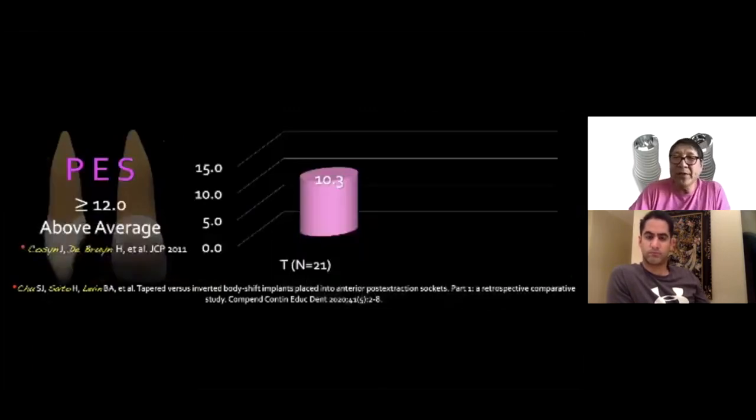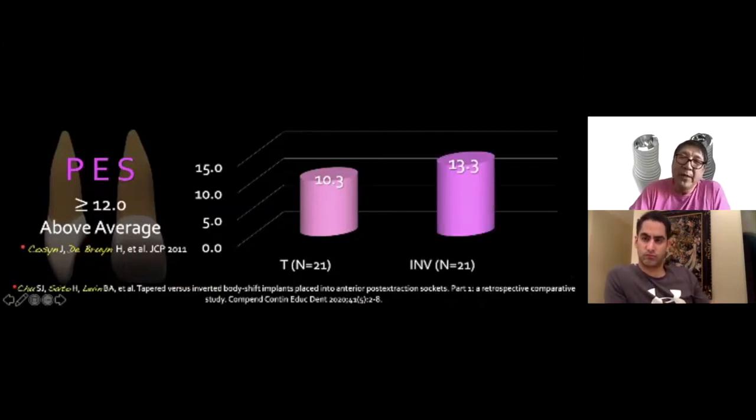In regards to the pink aesthetic score, an above average pink aesthetic score is greater than 12. On average, the tapered group was below 12, but the inverted body shift group was above 12. In all fairness, some of the tapered group did make 12, about a third of them, but about 85% of the inverted body shift group was above 12. So the bottom line is, in regards to pink aesthetic score, we had much more consistent outcomes because the implant, from an aesthetic standpoint, was much more forgiving.